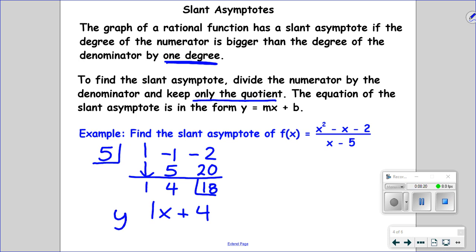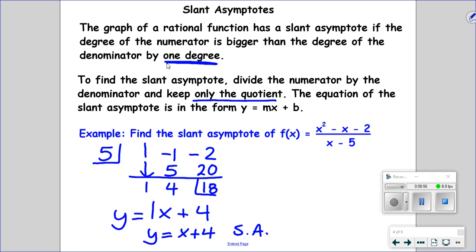So your slant asymptote is y equals 1x plus 4, or of course you could just write it as y equals x plus 4. So this is the slant asymptote. If we were sketching the graph, which we will do eventually, you would just have to graph that line. So the y-intercept is 4. You could start at 4 on the y-axis, and it has a slope of 1. So then you would just go up 1, right 1 to find another point, and then you could sketch the line.